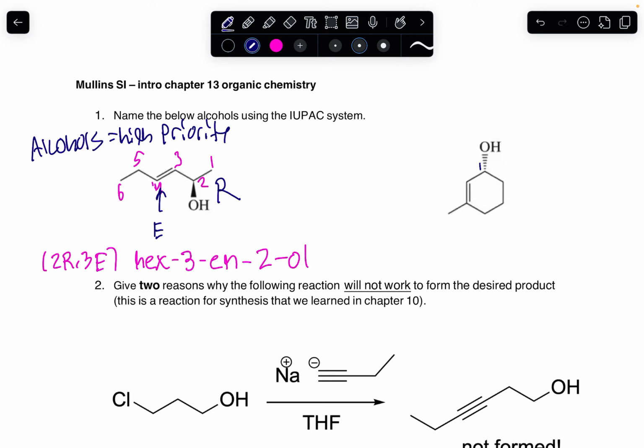Same thing over here. For cyclic systems, because the alcohol is the highest priority, I'm going to always number it such that the alcohol is number 1. The alkene is number 2, since that has a higher priority as well, so I do want to go in the counterclockwise direction here. We also have a 3-methyl group coming off, but we need to assign stereochemistry of this alcohol first. So 1, here's 2 over here.